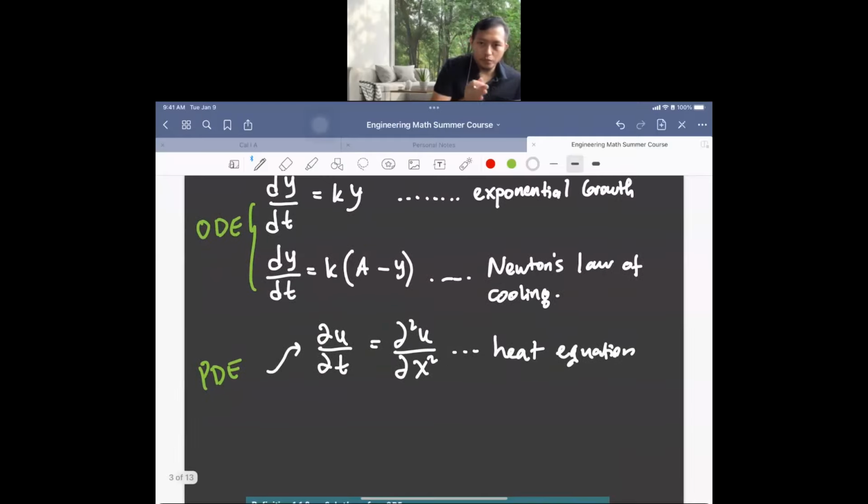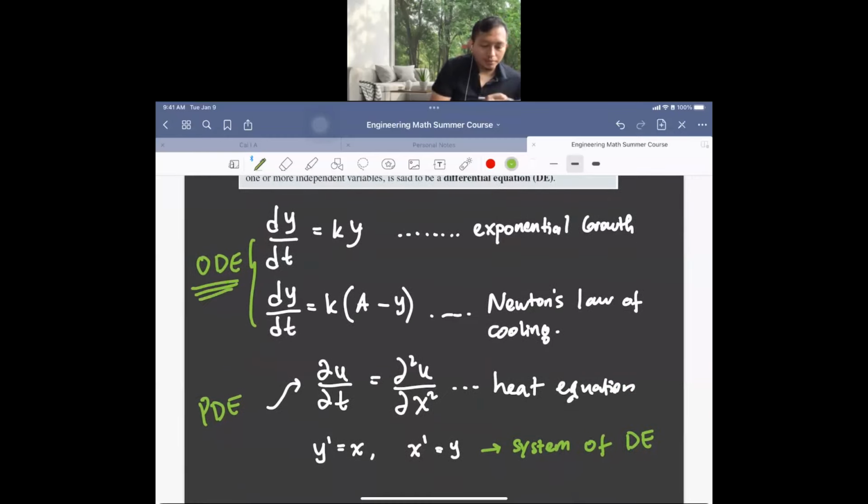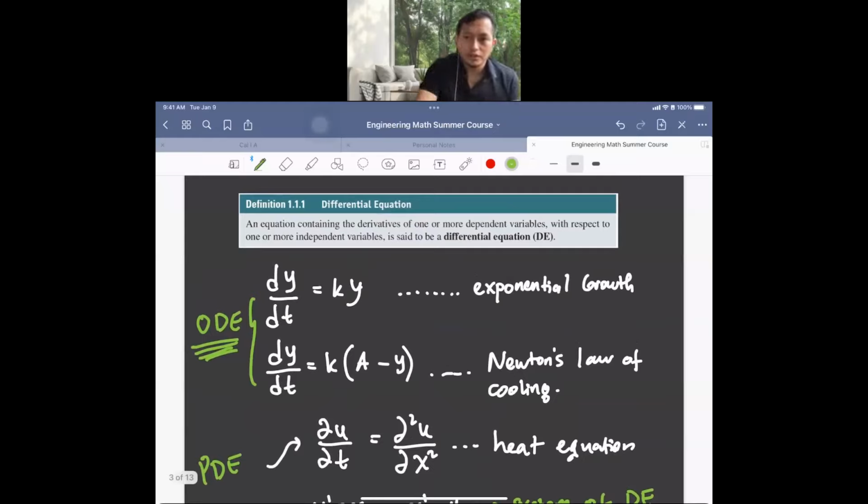We can also have, if we have more than one equation, maybe several equations, for example y prime equal x and then x prime equal y. We call this a system of DE. Now, first we will cover the ODE. The PDE I will not cover. For the system of differential equations, maybe later I will check whether we will cover it or not. This is the first session, the ordinary differential equation. So whenever you have an equation that has differentials in it, we call it a differential equation.